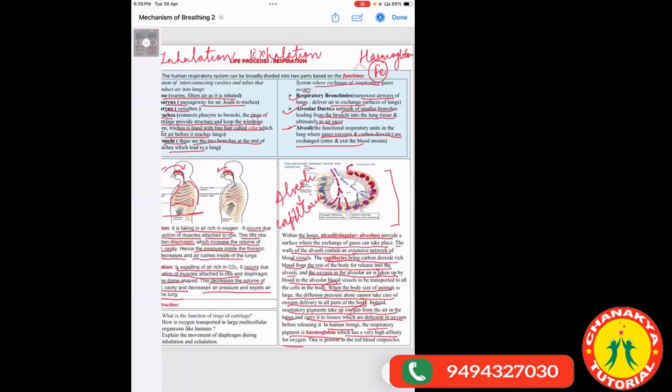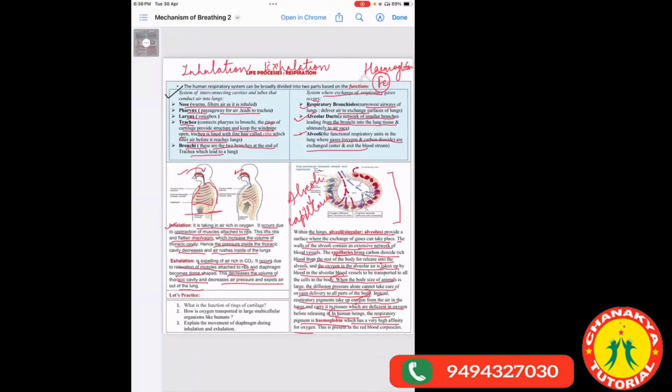This question also comes frequently: name the pigment which is present in the respiratory system. The answer is hemoglobin. And what kind of high affinity does it have? For which element does it have the high affinity? The answer is oxygen. So for oxygen, they have the high affinity. That is about the breathing and the mechanism of it.